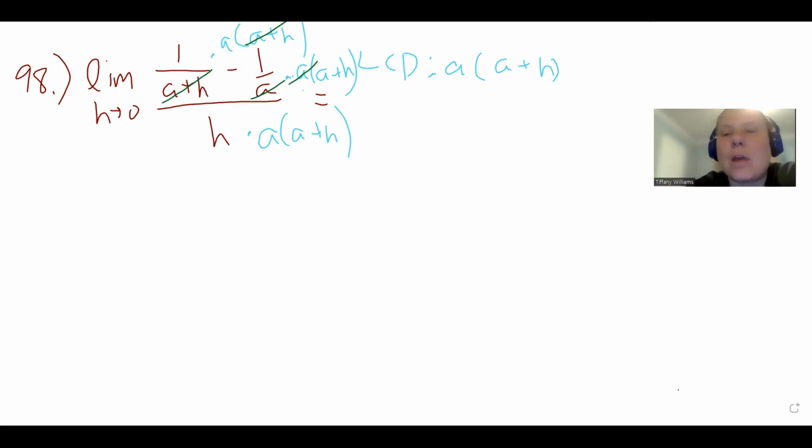So let's talk about what we have left over now. So I've still got the limit as h approaches 0 because I've not taken the limit yet. I've got 1 times a. So 1 times a is a, minus 1 times a plus h. So I'm really distributing out my negative.